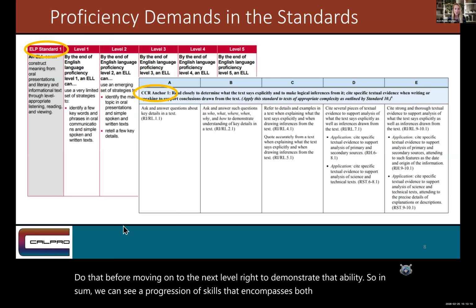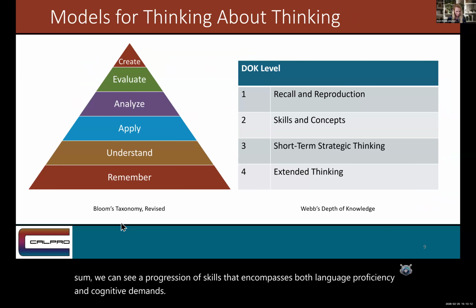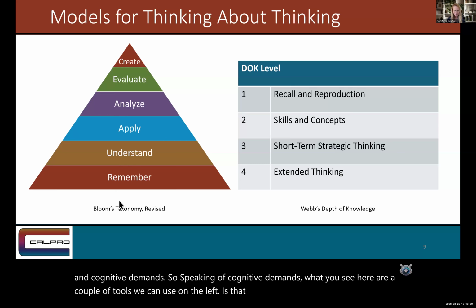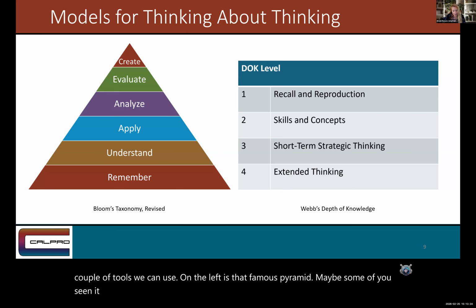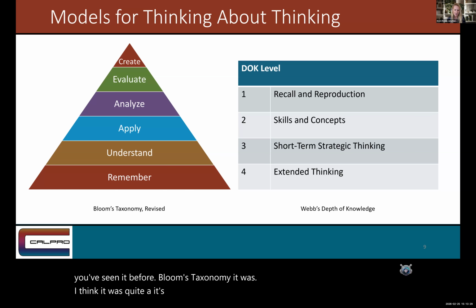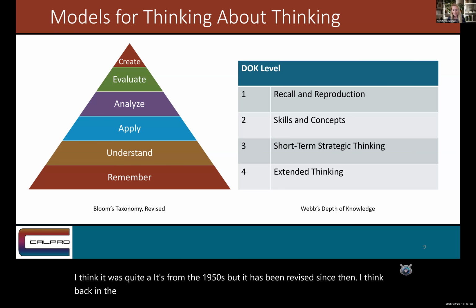So in sum, we can see a progression of skills that encompasses both language proficiency and cognitive demands. So speaking of cognitive demands, what you see here are a couple of tools we can use. On the left is that famous pyramid. Maybe some of you have seen it before. Bloom's taxonomy. It was revised. I think it's from the 1950s, but it has been revised since then, I think back in the 2000s. And on the right is Webb's depth of knowledge. So those two frameworks can be very useful for us when we have a text.